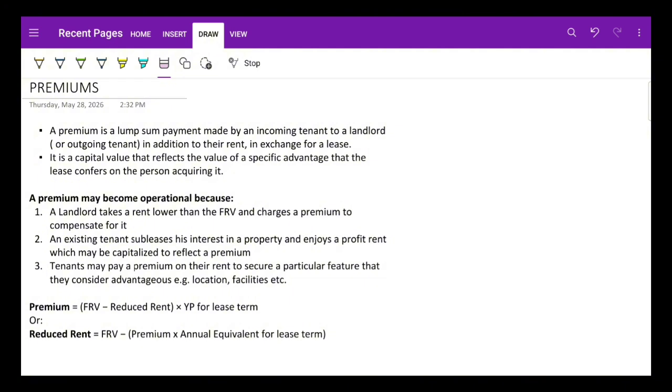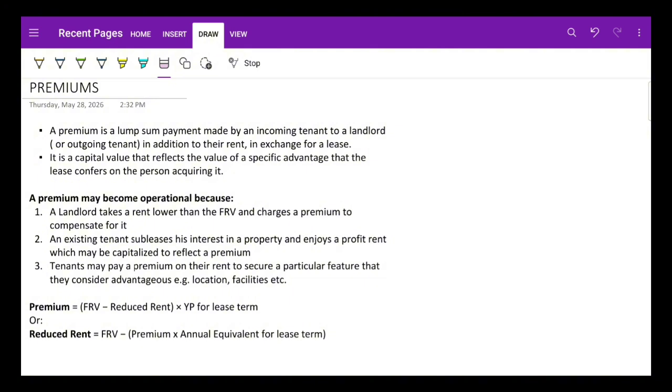And then another scenario is when an existing tenant subleases his interest in a property and enjoys a profit rent which may be capitalized to reflect a premium. So, for instance, tenant A has taken a property for 1 million naira, but then he wants to sublease that same property at the same rent of 1 million naira, but he's saying you can continue with the rent I am paying, but give me a premium, which would be my own profit from this transaction. So that is also a case of a premium.